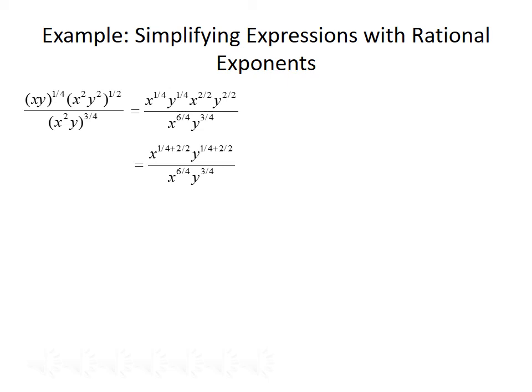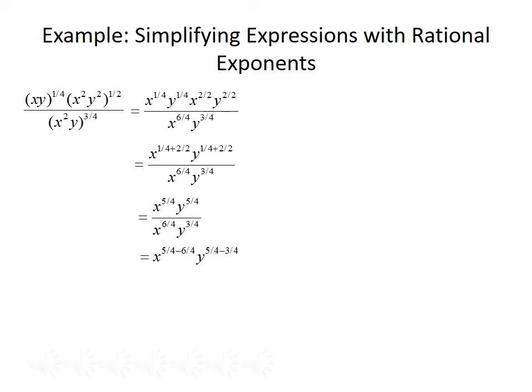So we just need to simplify this. We can add 1/4 and 2/2 by creating a common denominator of 4. So that'll be the same thing as x to the 1/4 plus 4/4, which gives us 5/4. So this becomes x to the 5/4 times y to the 5/4 divided by x to the 6/4 times y to the 3/4. Again, we want to combine the terms with the same bases. This time, using division, we subtract the exponents. So that'll give us x to the 5/4 minus 6/4 and y to the 5/4 minus 3/4.